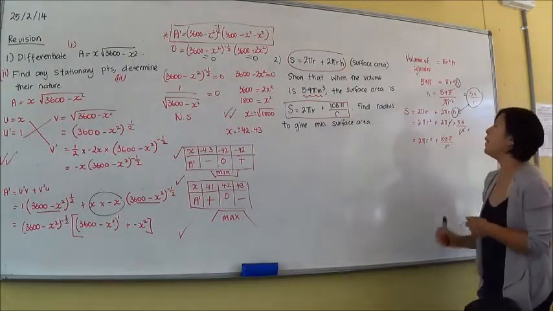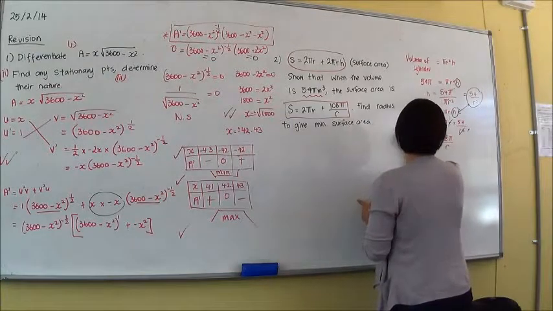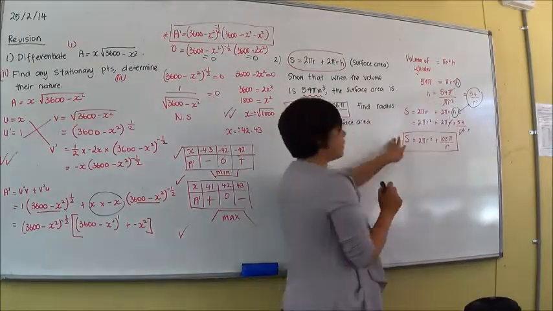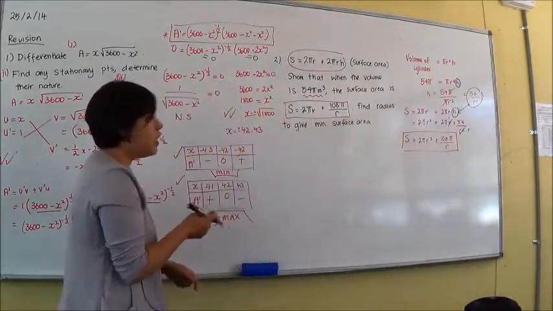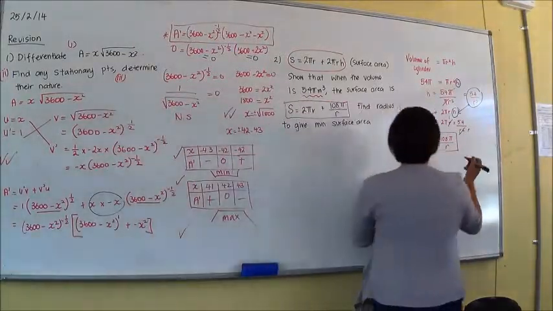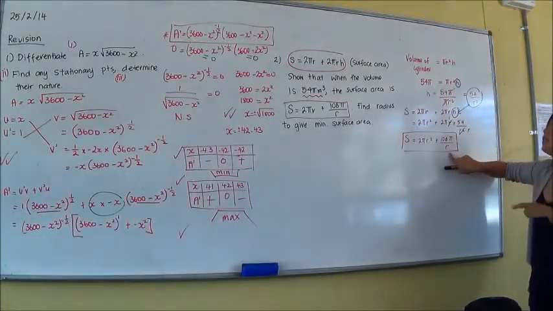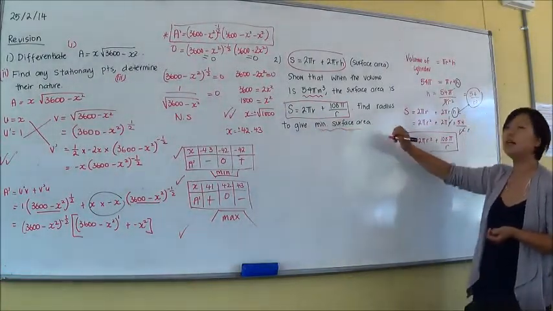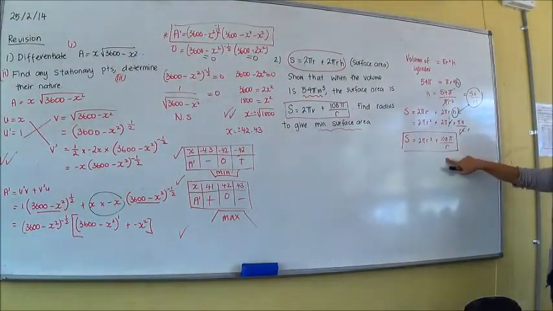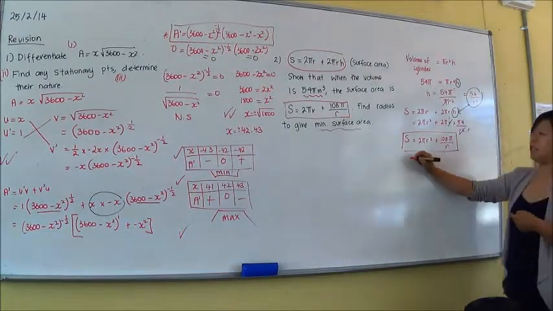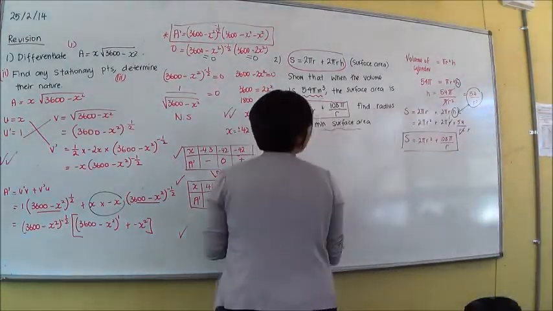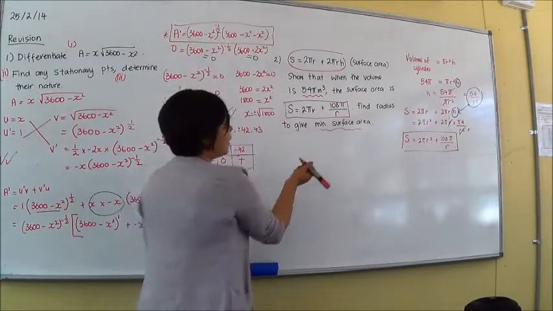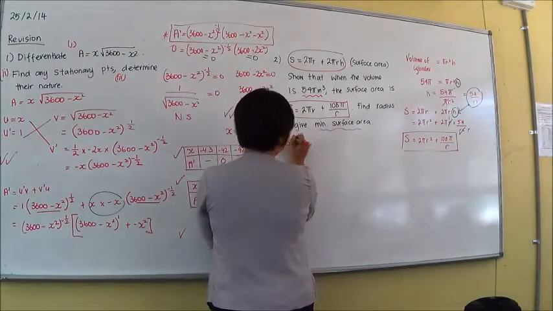Okay, so we've done the first part. So now we have an equation. What this tells us is we have an equation for surface area that has no height. So this equation has only r. So when we're finding the minimum, or the radius that gives us the minimum surface area, what's the first thing we do? Derive. We derive it, yes.